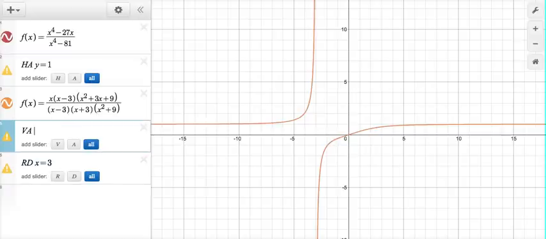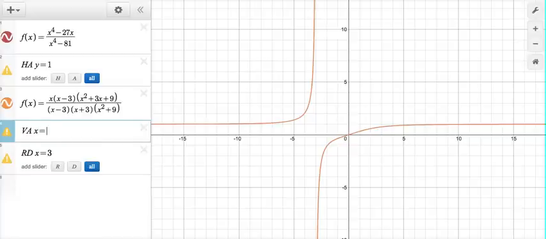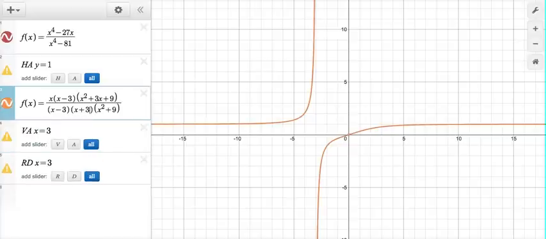This vertical asymptote, though, is the only thing that isn't crossed off on the bottom. So it's going to be x equals to a negative 3. It comes from this group right here because we didn't cross that off. We set it equal to 0, solved for x, and we got a negative 3.